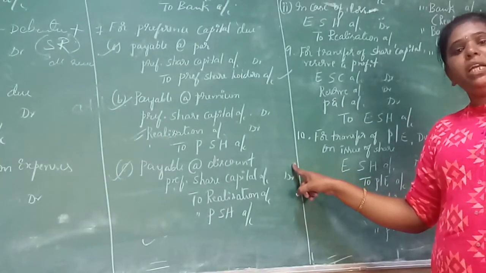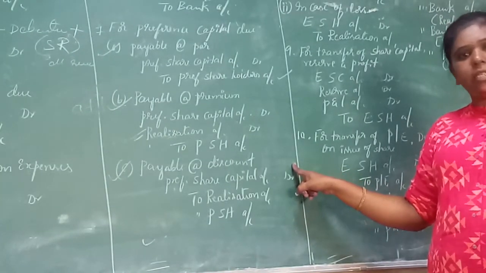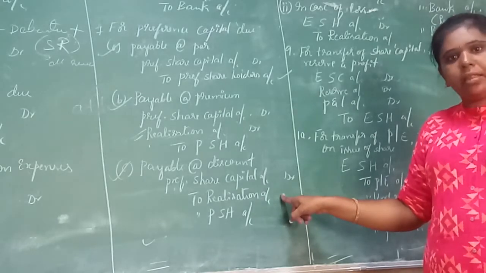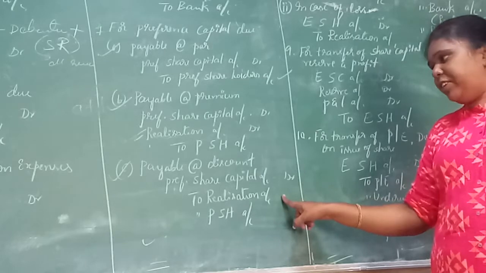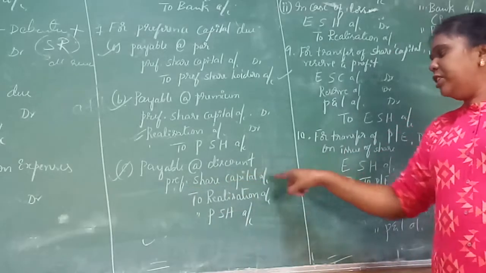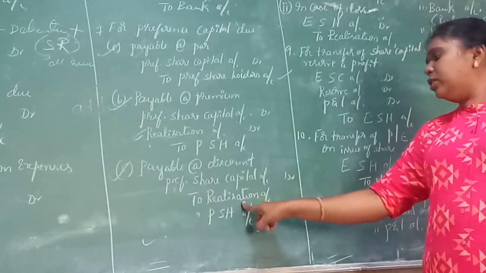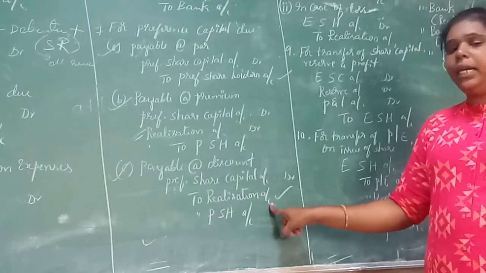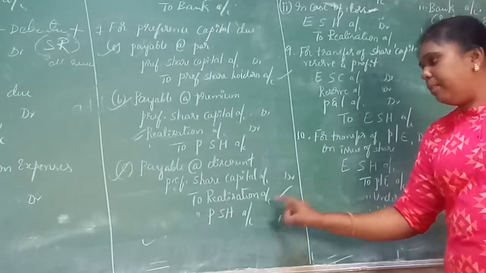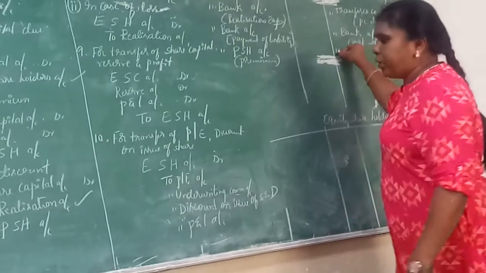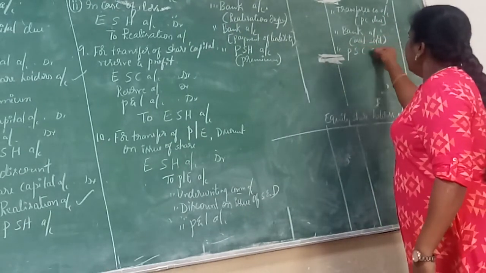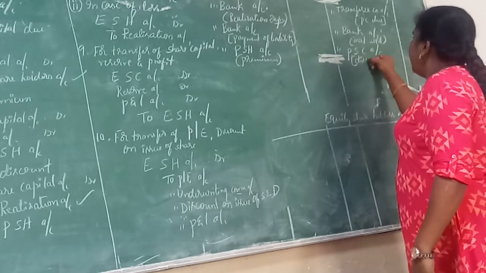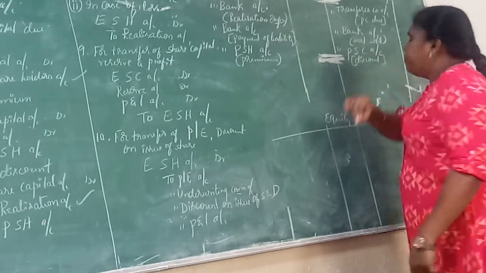Next, the opposite, payable at discount. If the company pays preference share capital at a discount, it's a profit for the company, meaning it is paying less than what was actually received from the preference shareholders. Journal entry, preference share capital account debit to realization account, to preference shareholders. The realization account gets credited because it's a profit for the company. In the realization account, we are going to write "by preference share capital account". Here we have to write discount on payment of preference share capital.